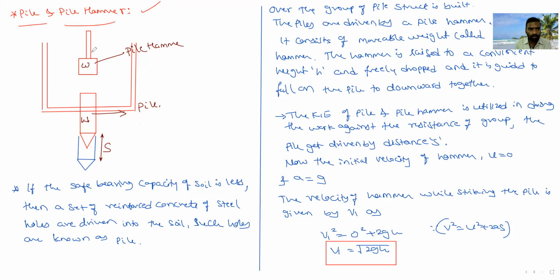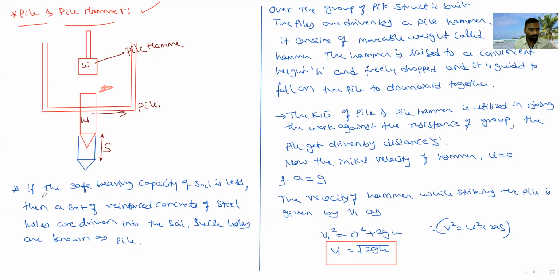What will you do? You have to take your pile hammer and let it freely fall. When it is freely falling, what is the initial velocity? 0. When it comes and strikes the pile, there is some velocity. That velocity you have to find out. That is V1, the final velocity before striking, equal to under root of 2gh, the free fall at this point.